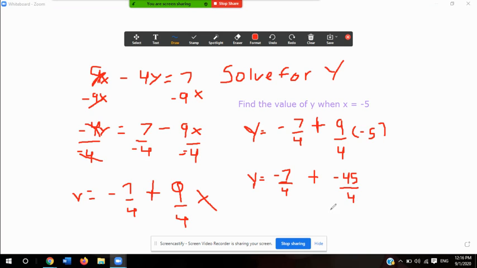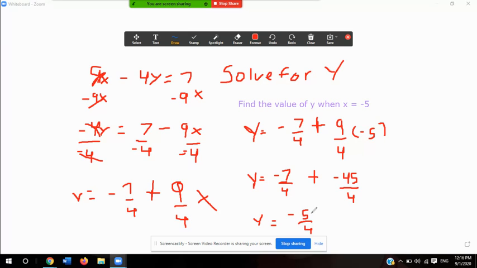If denominators are the same, which they are, all you have to do is just add and pass on your denominator. So y equals, and obviously because the denominator is 4, I move the denominator over to my final answer, and I have -7 plus -45, which is -52.